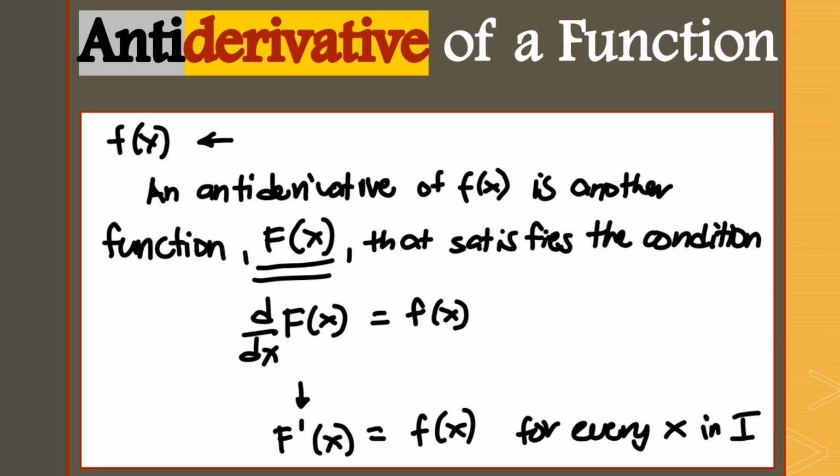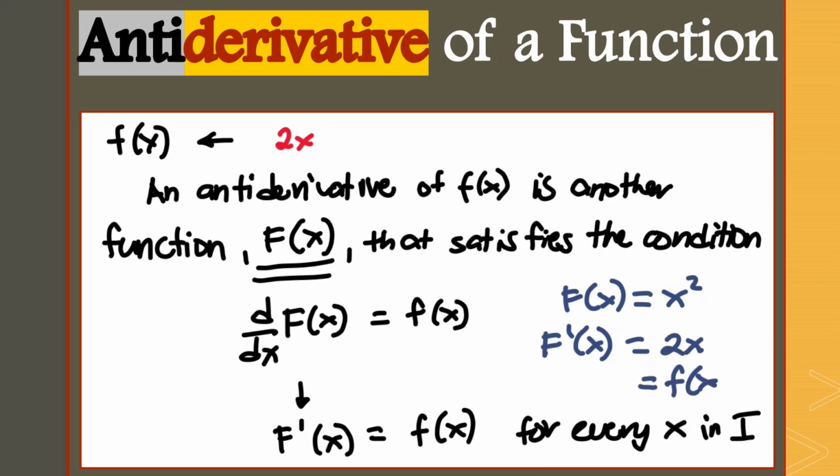Say for example, if our f of x is actually 2x, this is our f of x. One of the functions that would actually be the antiderivative of this given function is, let's say, our F of x here, the capital F, is x squared. Because when you take the derivative of that F of x, the capital letter F, we have here 2x, which is equivalent to our assigned f of x earlier. This means this x squared is the antiderivative of our given function f of x assigned to be 2x.